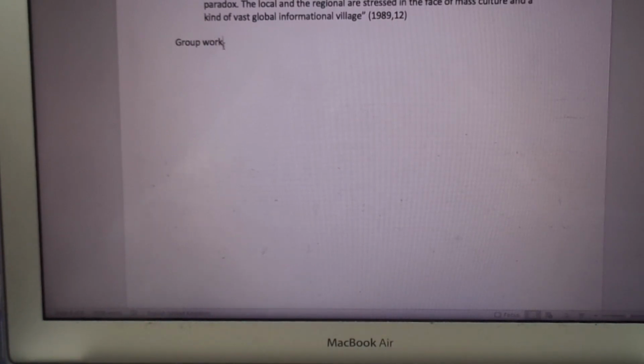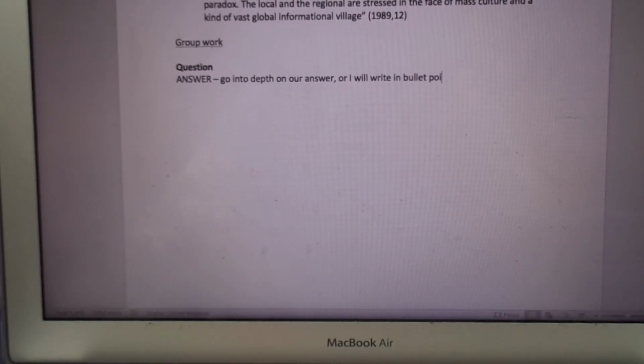Underline group work, and then in bold I will type the question, and then underneath the bold I'll have answer, and then I will either go into depth on our answer if it's something that we all think is an easier way to explain what we're doing to our lecturer, or I will write in bullet points. If, say, one day it's a really quick answer and it literally only takes like 3 bullet points to answer the question. This is our independent work that we do during lectures.